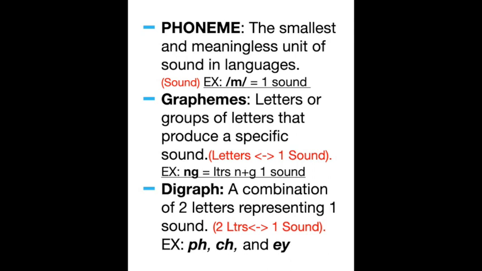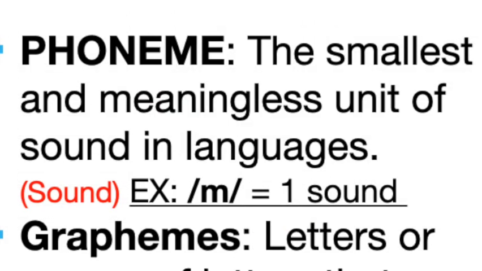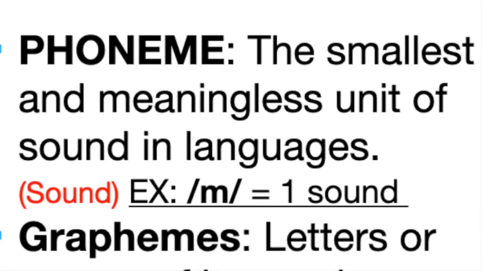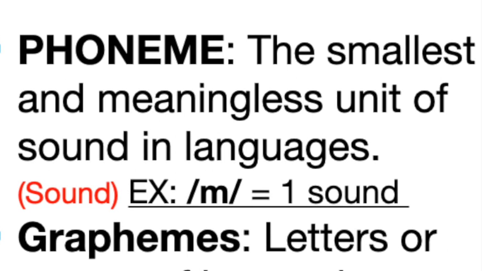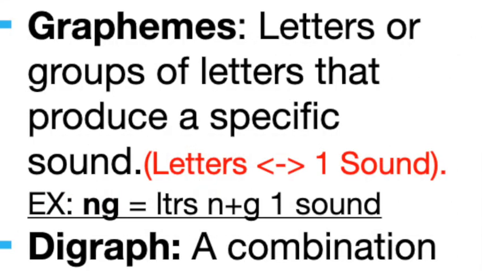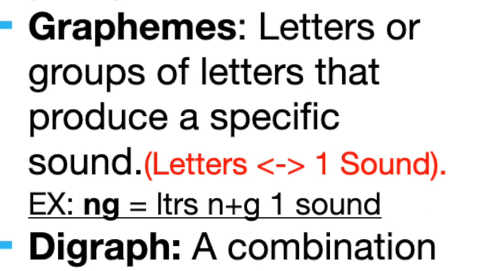What is a phoneme? A phoneme is the smallest meaningless unit of sound in languages. The phoneme for M makes the sound of the letter M. What is a grapheme? Graphemes are letters, or groups of letters that produce a specific sound. The combined letters N and G make a single sound. These letters, therefore, should never be separated when isolating syllables in a word. They are viewed as one single unit.